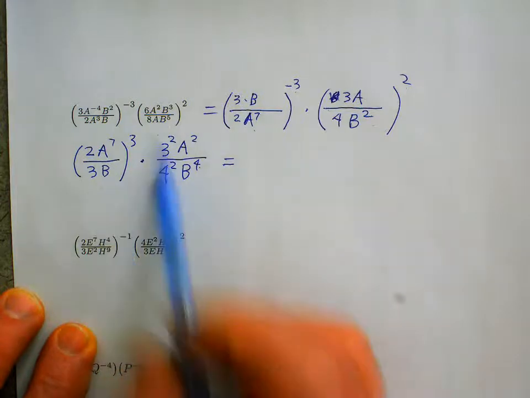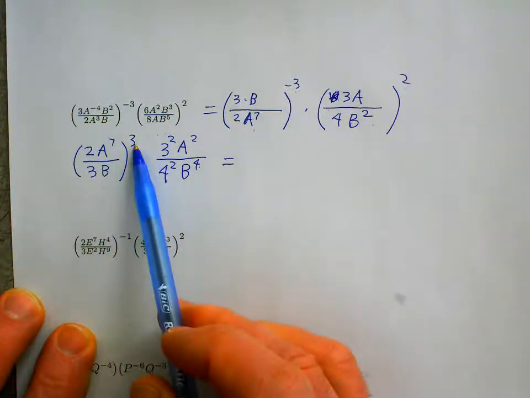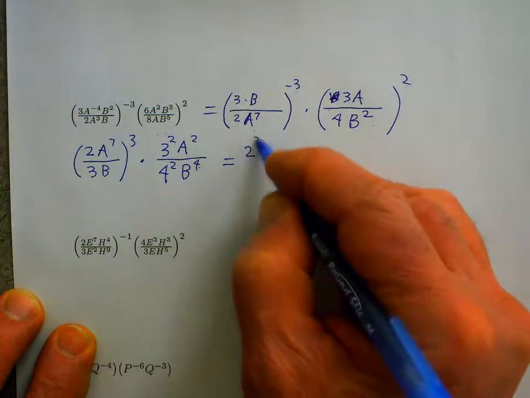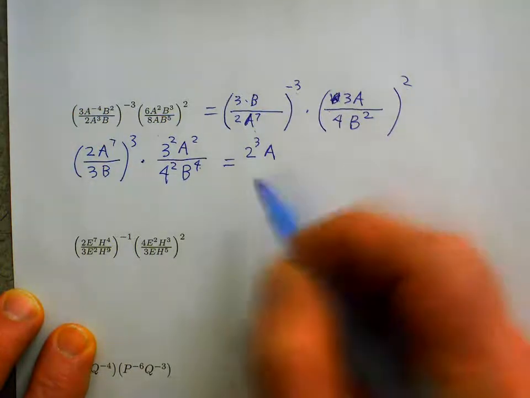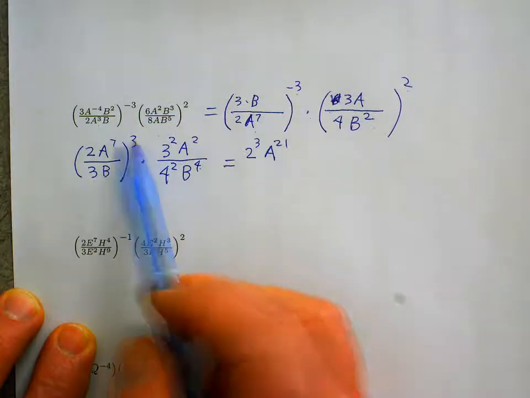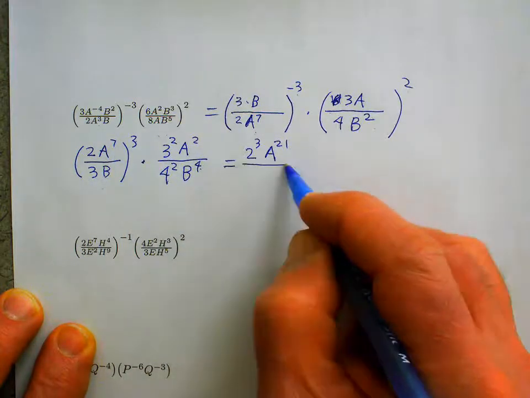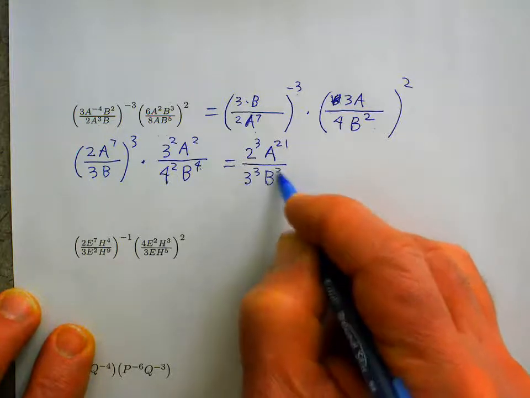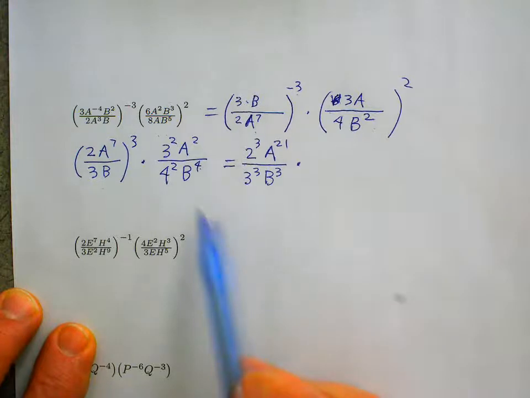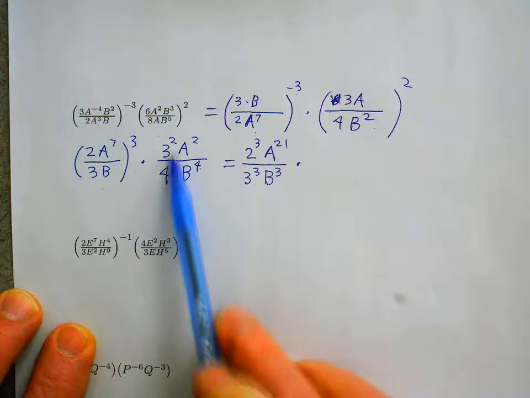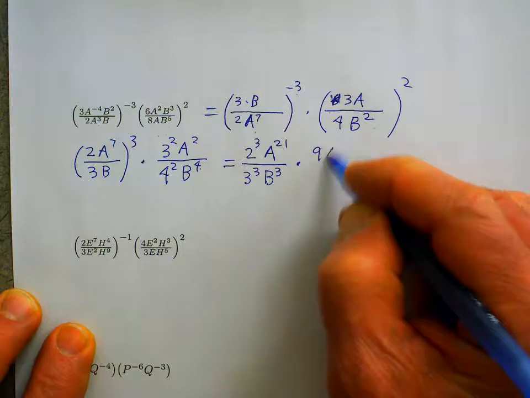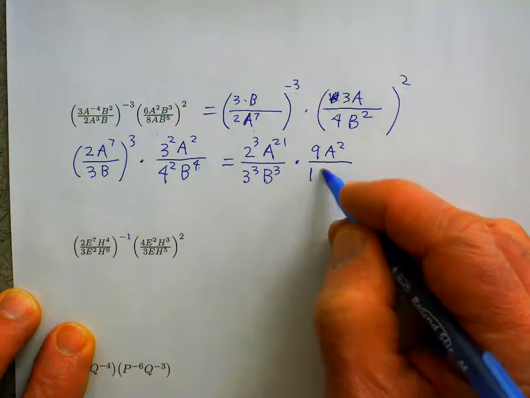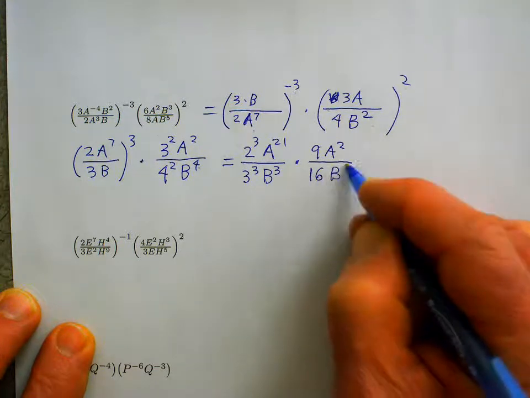Okay, then on the left, apply the outer exponent 3. So we're going to get 2 to the 3rd times a to the 21st, because 3 times 7 is 21. In the denominator, we'll get 3 to the 3rd times b to the 3rd. And we can simplify a little bit over here. 3 to the second is 9, so we get 9a to the 2nd. And then 4 to the 2nd is 16 times b to the 4th.